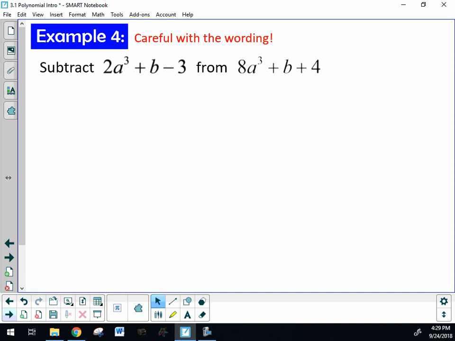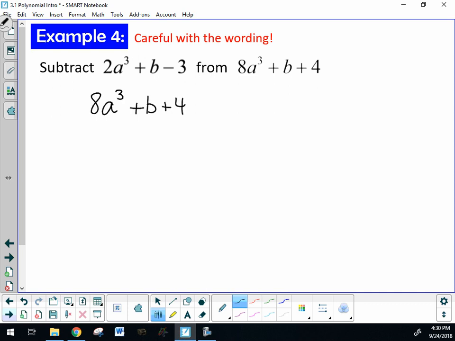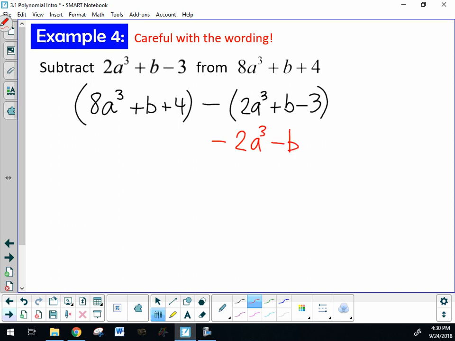So with polynomials, if I want to subtract 2a to the third plus b minus 3 from 8a to the third plus b plus 4, the 8a to the third plus b plus 4 is what I'm starting with, and I'm subtracting the 2a to the third plus b minus 3. Remember, when you're subtracting, that operation applies to the first term, the second term, and the third term. When we subtract a negative 3, we are adding a 3.